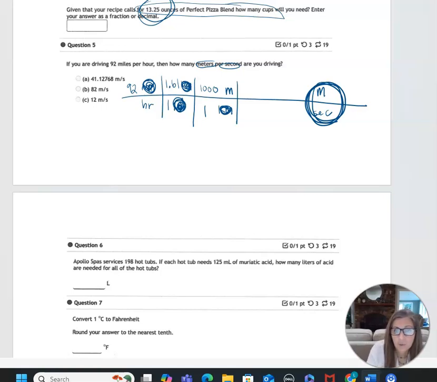All right, so I got what I want on the top. There's my meters. Now let's work on the hours. We know that 1 hour is 60 minutes. Okay, so that takes care of this hour and this hour. But I don't want minutes, I want seconds. So I'd have to convert 1 minute is 60 seconds. And so this minute will cancel with this minute.